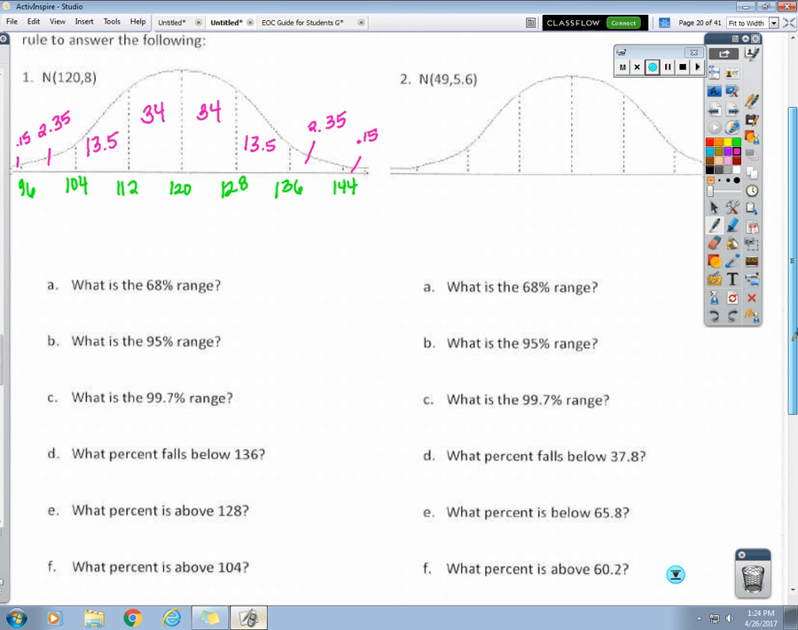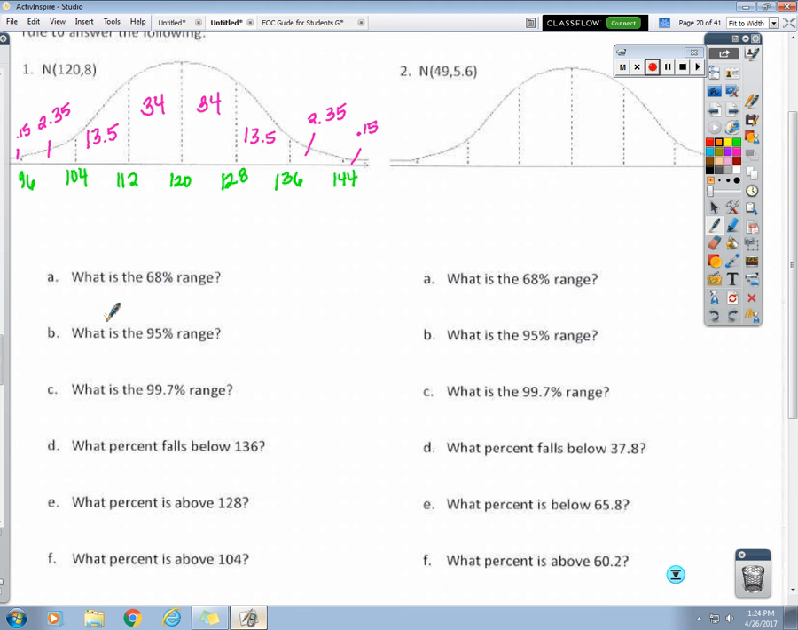What is the 68% range? 112 to 128. Okay? That's also known as one standard deviation above the mean and one below it. What is the 95% range? 104 to 136. And that's 2 standard deviations above and 2 below. Then the 99.7 range is 96 to what? Which is also known as 3 standard deviations below and above the mean.